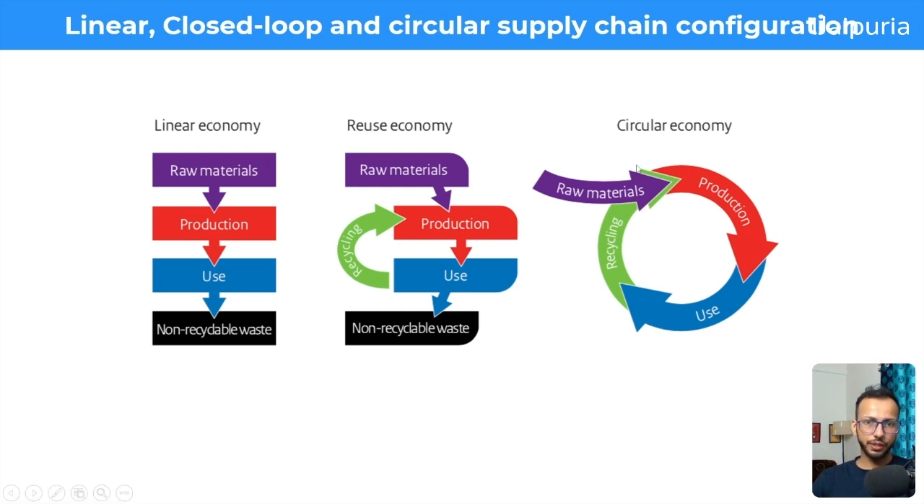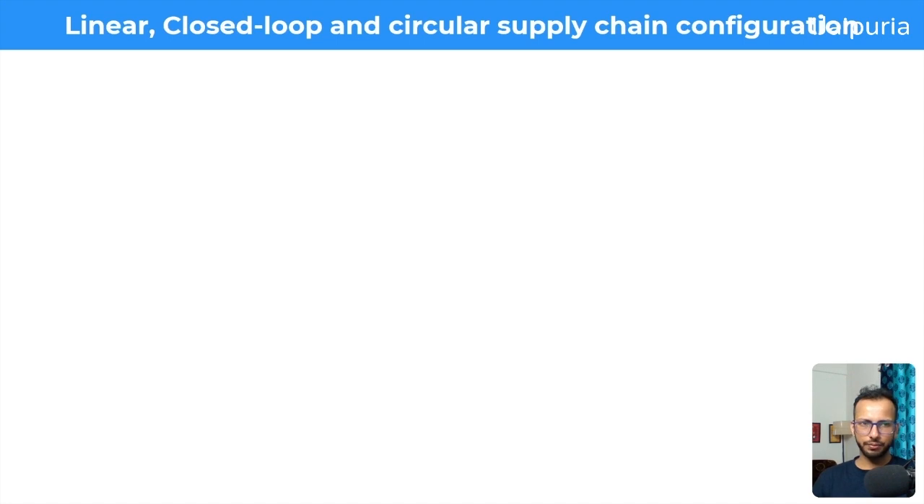Then you have circular economy, where you have raw material and you produce a specific product, then you use it, then you recycle it, and then it goes back to the production. Again, there is no perfect example of circular economy, but you can normally see linear economy or reuse economy. You can do the circular economy for, let's say, once or twice, but again, there is no perfect example of circular economy, and we will discuss that in the coming video.